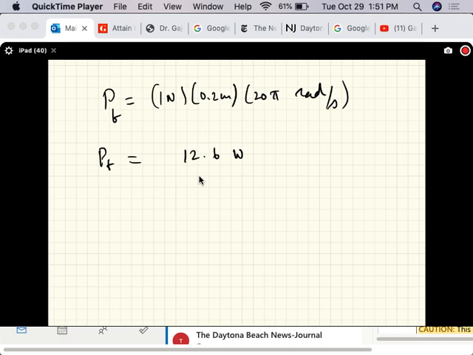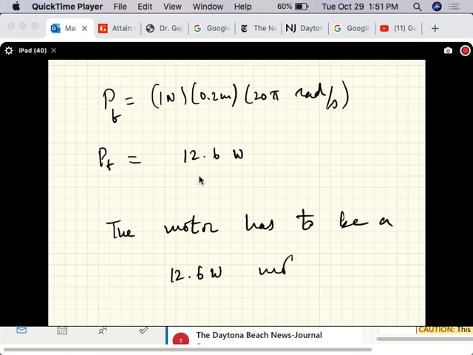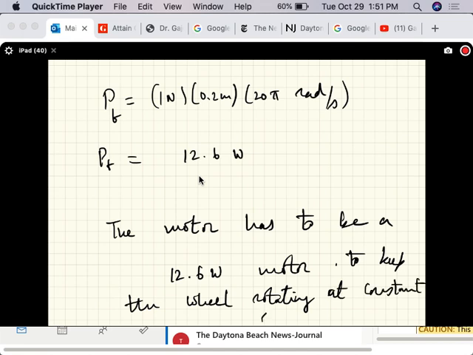So the motor has to be a 12.6 watt motor to keep the wheel rotating at constant rate. Okay, the friction is trying to slow it down, so to keep it going, you have to do work. The motor has to do work at the same rate.